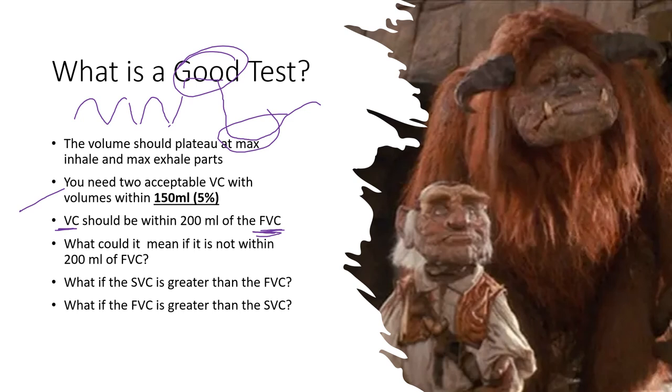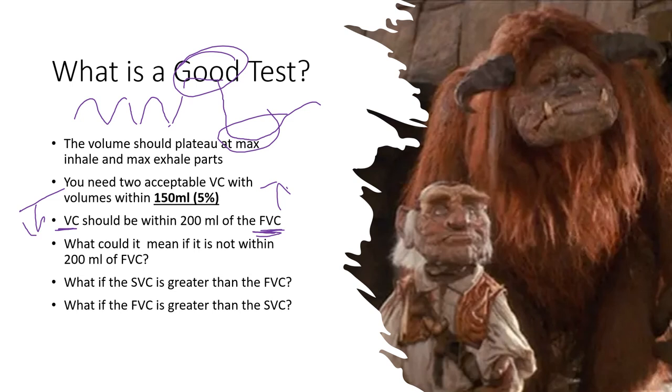Now what happens, and this is a board question, if the forced vital capacity number is larger than the slow vital capacity? Well, that usually means their effort on the slow vital capacity was poor, and you need to go back and repeat the slow vital capacity. Sounds like a great exam question too. So I'll repeat that again.